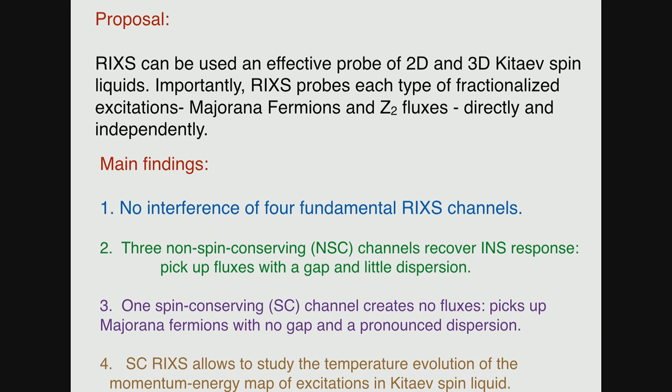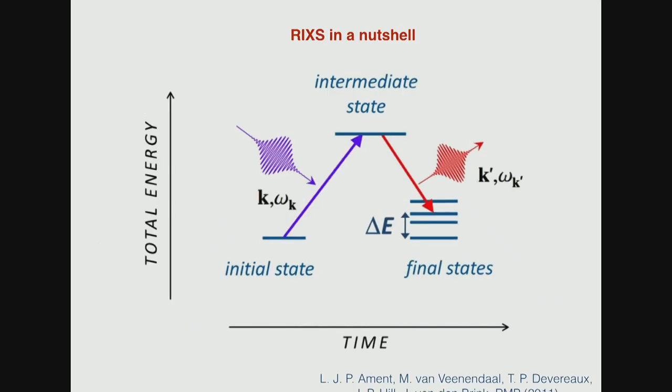Three of them are non-spin-conserving channels; they pick up a flux, they have little dispersion, and they are very similar to inelastic neutron scattering. There is one which I will discuss the most, the spin-conserving channel, which directly probes Majorana fermions. We showed that the spin-conserving RIXS channel allows us to study the nodal structure in this Kitaev spin liquid, but also the temperature evolution of the momentum-energy map of excitations in the Kitaev spin liquid.